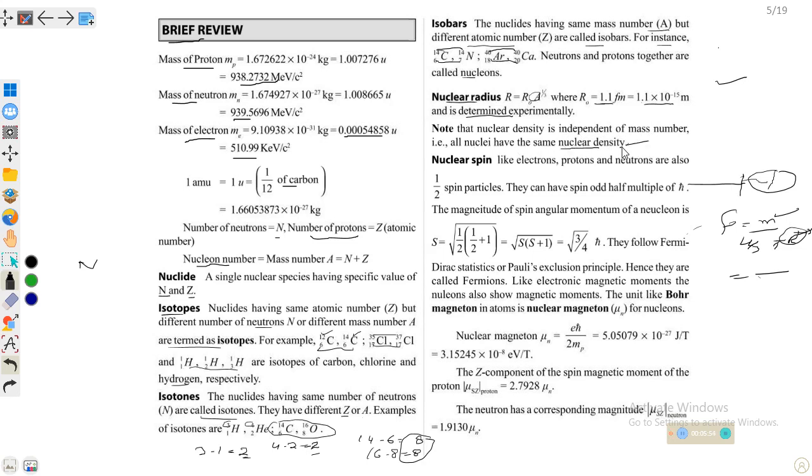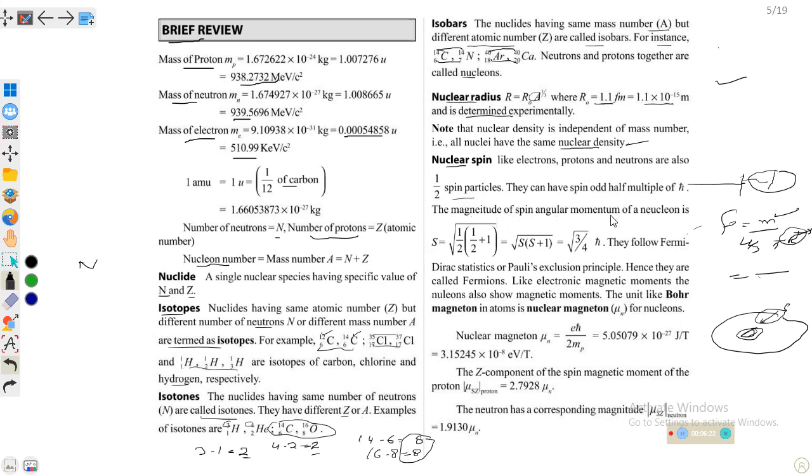The next term is nuclear spin. If an electron is revolving around the nucleus, it has two types of motion: the first is spinning motion, meaning motion around its own axis, and the second is motion around the nucleus. Similarly, the nucleus is also spinning about its axis, which is called nuclear spin. Like the electron, the proton and neutron are also spin half particles. They can have spin of odd half multiples of h cut.